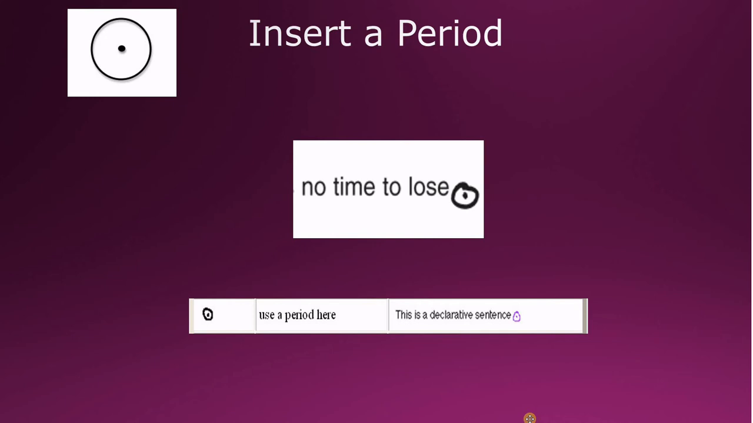When you are editing your creative writing, and you see that you are missing a period, make sure to insert a period symbol. Period, and then enclose it with a circle. This will be a systematic way of fixing your errors. Use a period here. This is a declarative sentence. Within that sentence, you are missing a period because it is the final part of the sentence. Make sure you put the insert a period symbol at the end so that you will be able to correct your creative writing paper at the end.